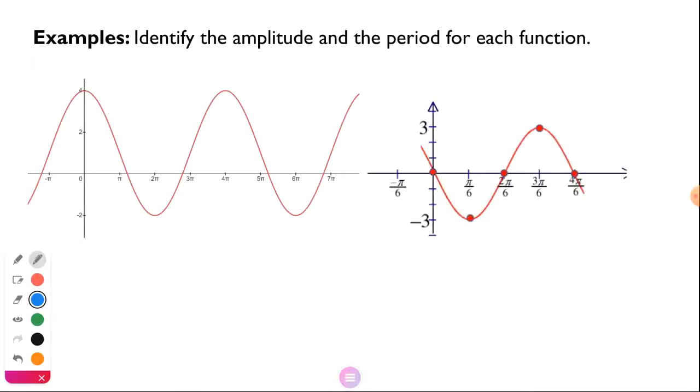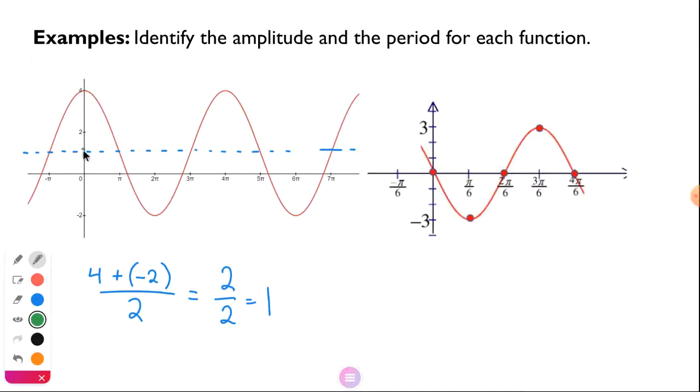In the first graph, we're going to start by finding our amplitude, but in order to find our amplitude, we need to know what the midline is. So to find the midline, we have our maximum, which is 4, plus our minimum, which is negative 2. And we're going to divide that by 2, just like we did in the last lesson. 4 minus 2 is 2, divided by 2 is 1. So right about here, this is our midline for this function at 1. Okay. The amplitude is the height from the midline, which is at 1, up to the max. So 4 minus 1 is 3. This is going to be the amplitude.